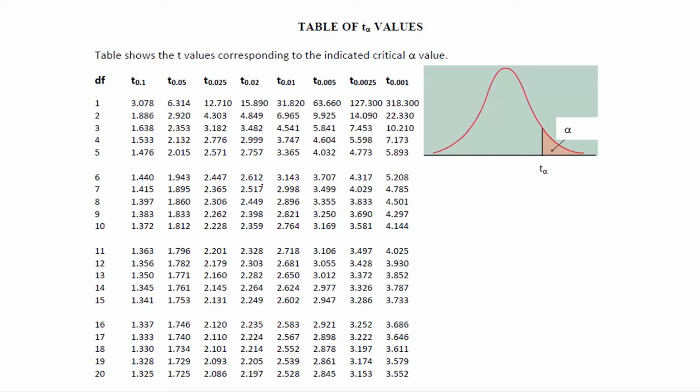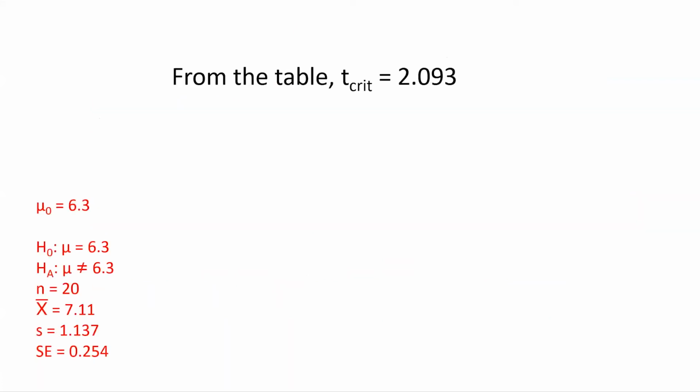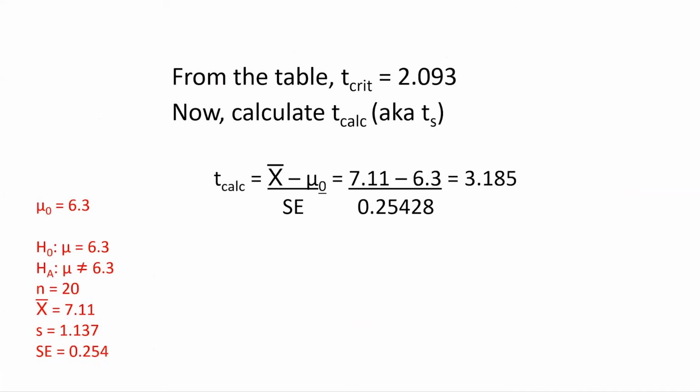So here we have our table. Alpha over 2, so 0.025. We have our degrees of freedom is 19. So our critical value is 2.093. Now we can calculate our t-calc. And it is our sample mean minus our population mean, or our null mean, divided by our standard error.